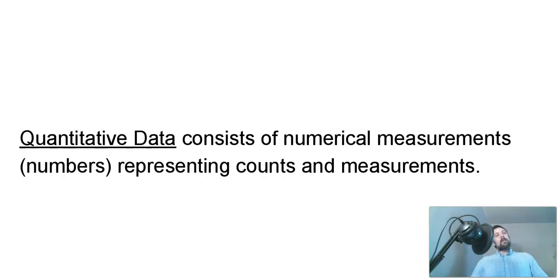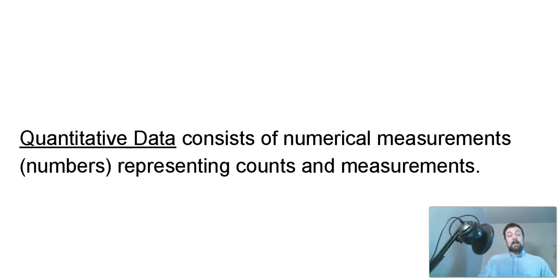Quantitative data, on the other hand, consist of numerical measurements representing counts and measurements. That's a little bit repetitive there. Again, we have to be careful because sometimes numbers can be used as labels. If the numbers are being used as labels, then it's qualitative data, even with numbers being involved. So these have to be numbers that are doing number things. They're not being used as a label. They're being used to count or to measure or whatever else you might use numbers for. So that's quantitative data.